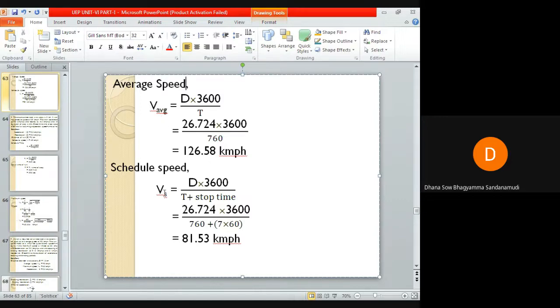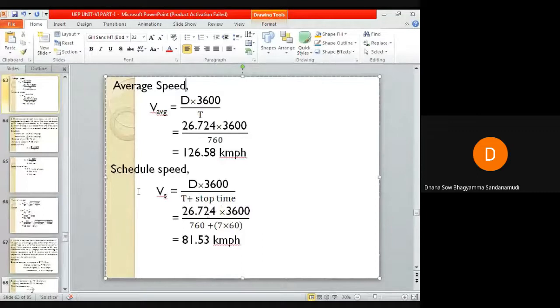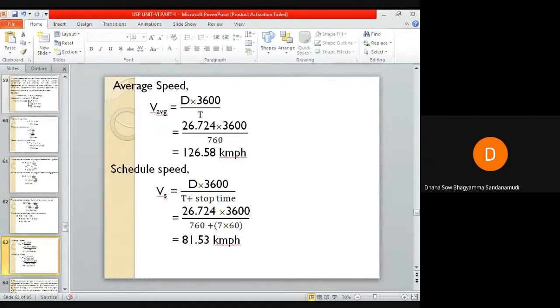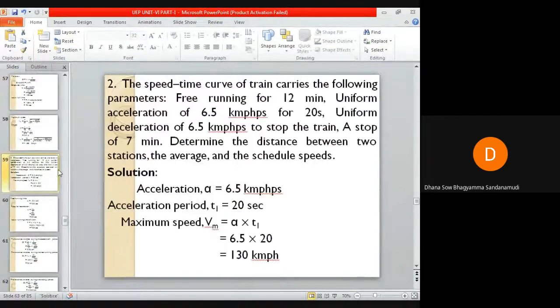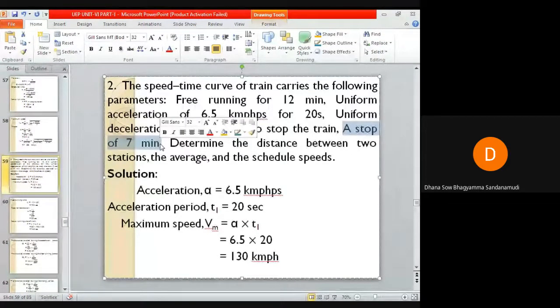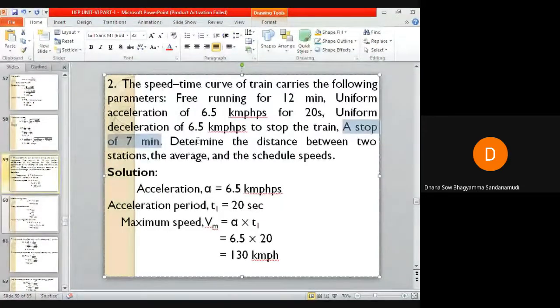And the scheduled speed formula is what? Let us assume the notation for the scheduled speed is Vs, that is d into 3600 by t plus stop time. d is 26.724 into 3600 by t, where t is the total time traveled from one station to another, 760, plus stop time. In the given problem, a stop time of 7 minutes is given, so we will convert these minutes into seconds.